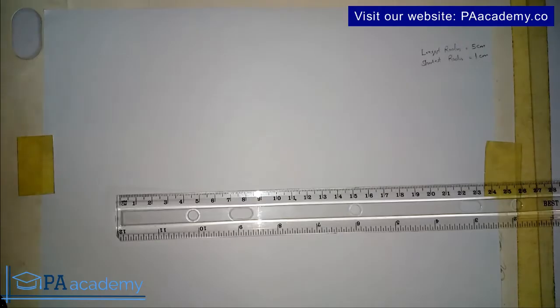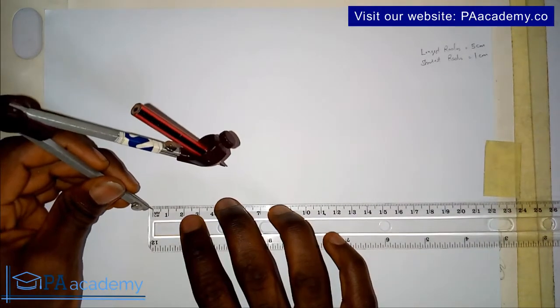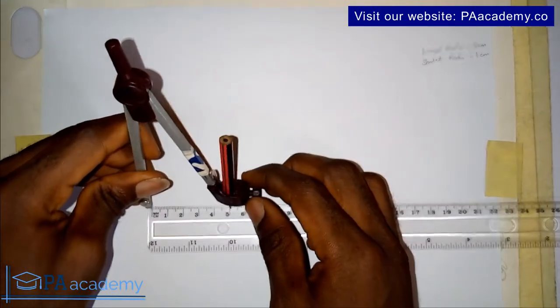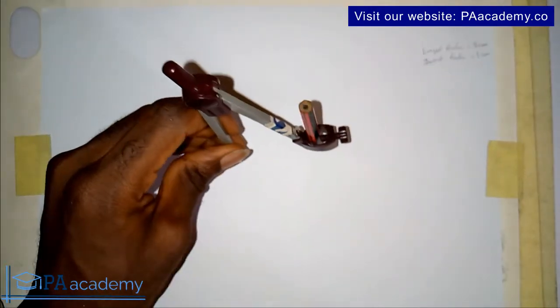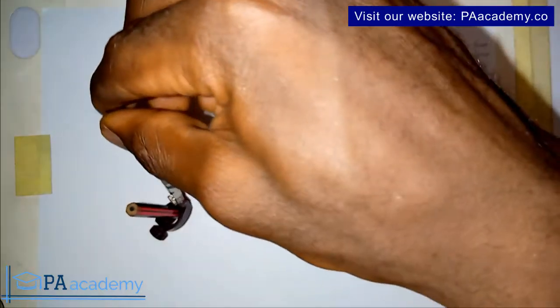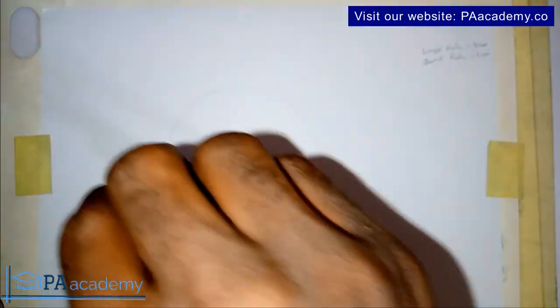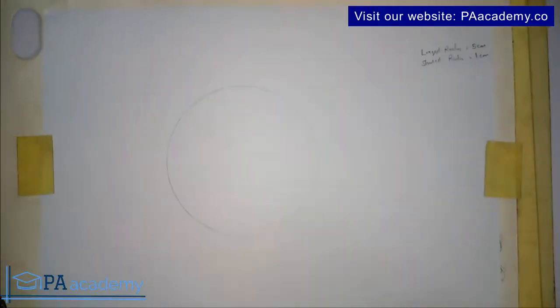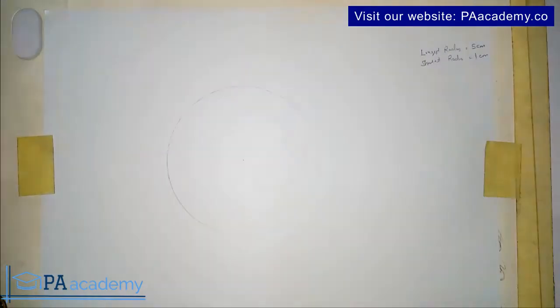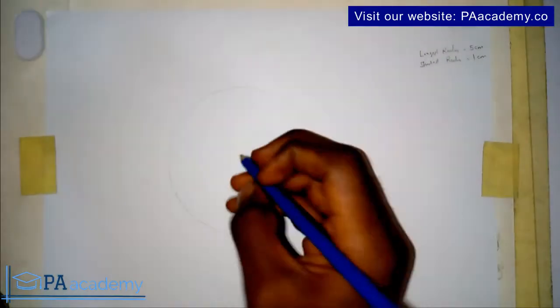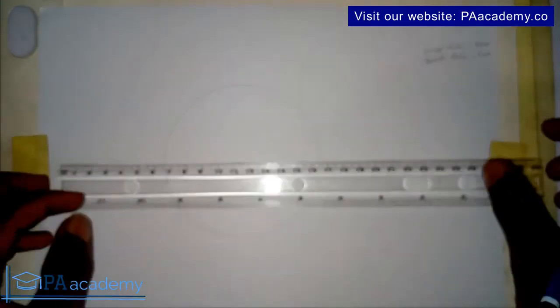So now that I already know my longest radius to be 5 centimeters, I'm going to bring in my compass and measure 5 centimeters. I already have my 5 centimeters, so I'm going to draw a circle. I already have my circle with a radius of 5 centimeters. Let me note the center properly. Let me call the center of the circle point O. Then I draw the diameter.